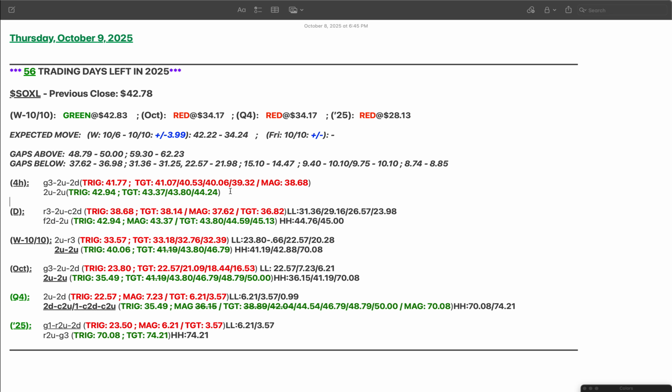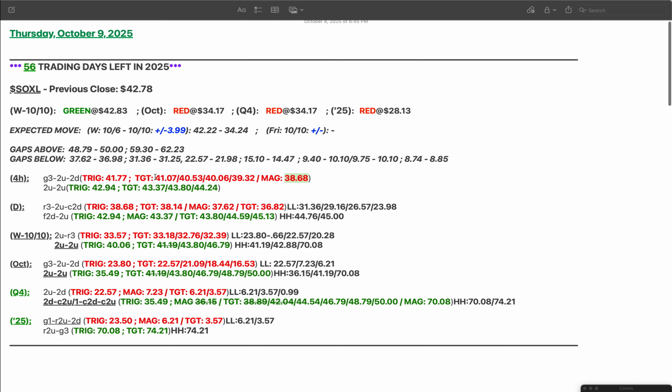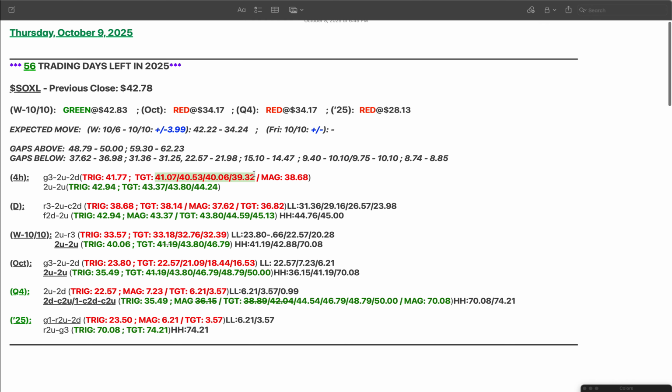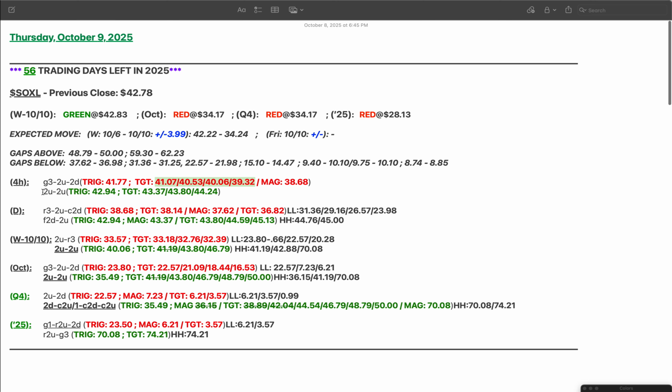Just to be clear, to the downside would be a 3-2 up, 2 down, triggering at 41.77, ultimate target 38.68, and there are your intermediate targets, possible bounce points. And to the upside, it would be a 2 up continuation, triggering at 42.94, targeting 43.37, 43.80, and 44.24.